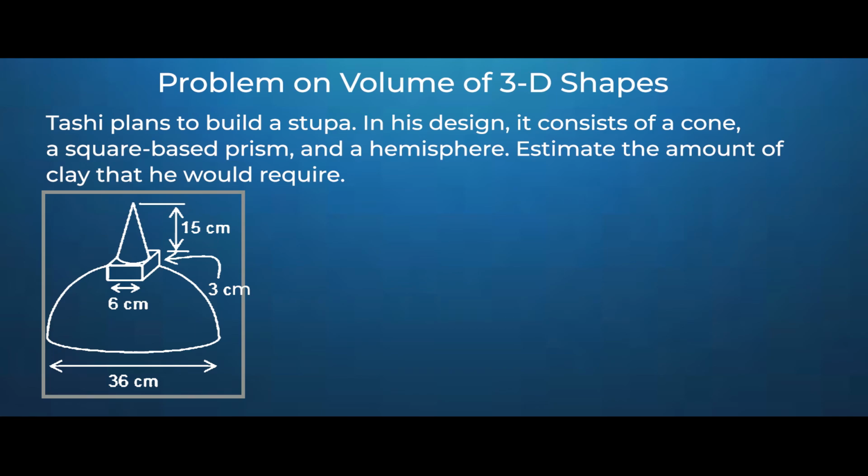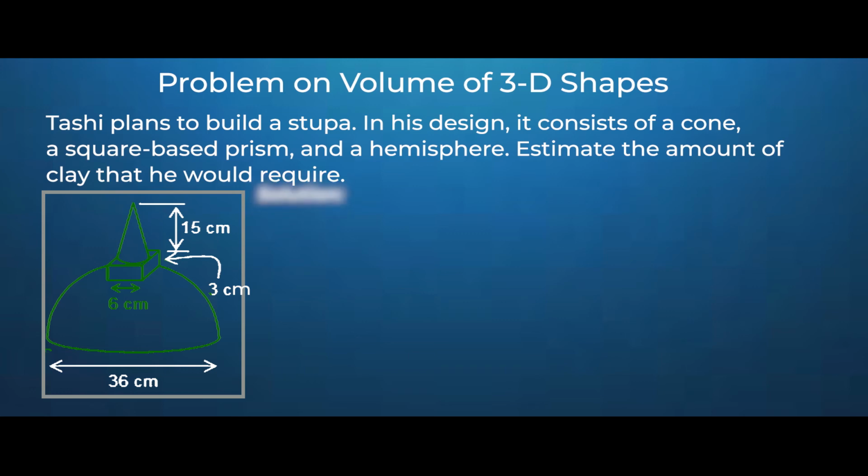So we have a situation here. Tashi plans to build a stupa. His design consists of a cone, a square base prism, and a hemisphere. Estimate the amount of clay that he would require. So you can see the design here, where the topmost design is a cone followed by a square base prism and a hemisphere. So to calculate the amount of clay required to build this stupa, we need to find the volume of cone, volume of square base prism, and the volume of hemisphere.